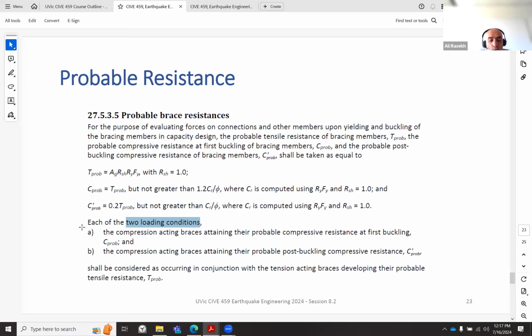For each of the two loading conditions, the compression acting braces attaining their probable compressive resistance at first buckling, and the compression acting braces attaining the probable post-buckling compression resistance, we check for both of them. So both these two loading conditions shall be considered as occurring in conjunction with tension acting braces developing their probable tensile resistance.